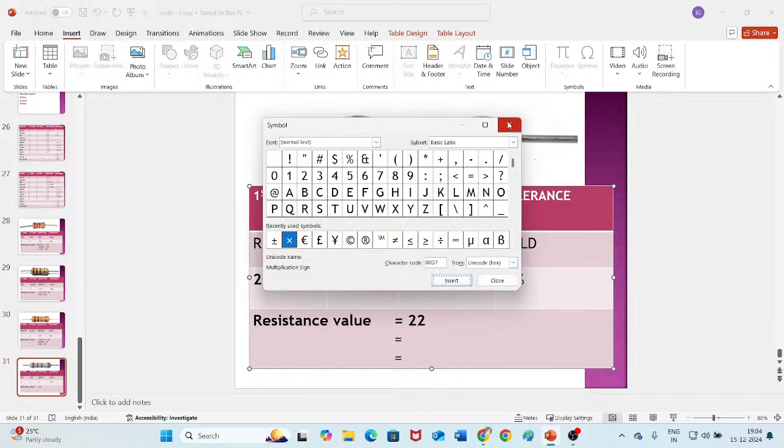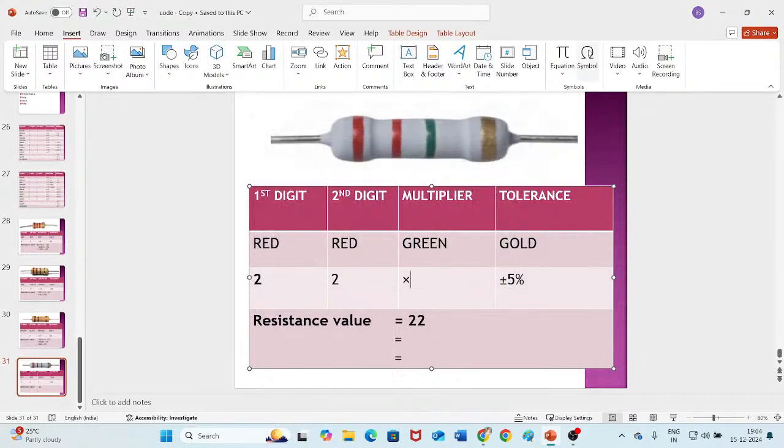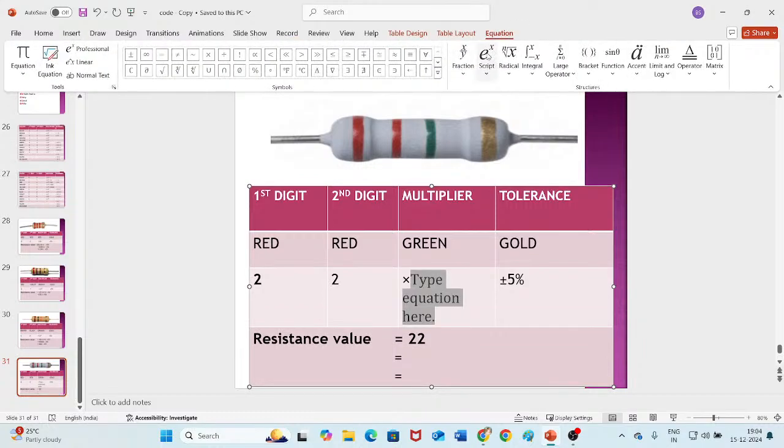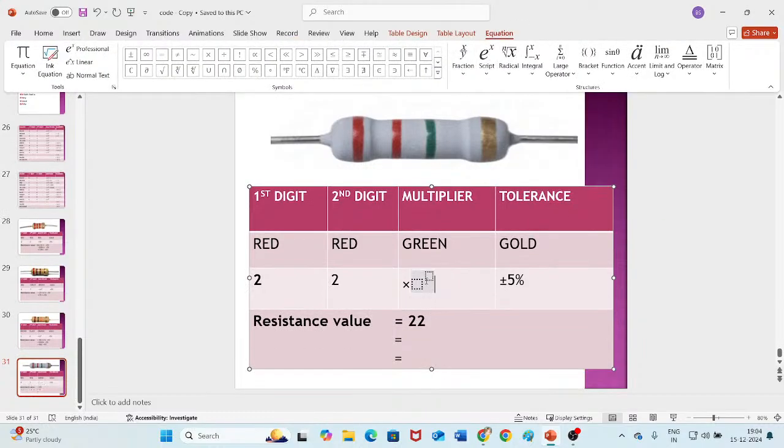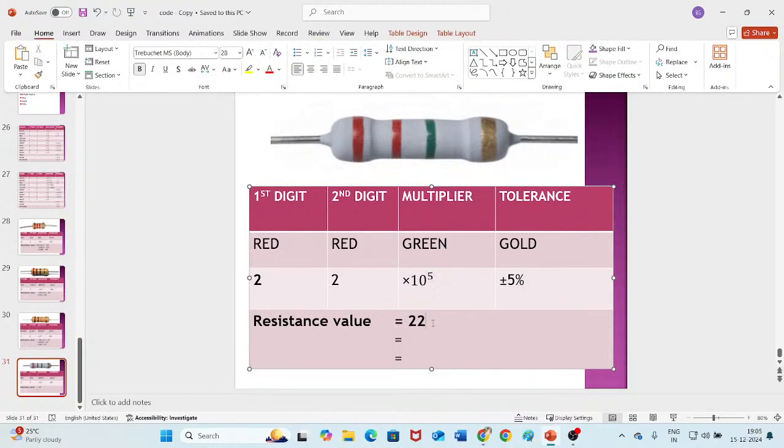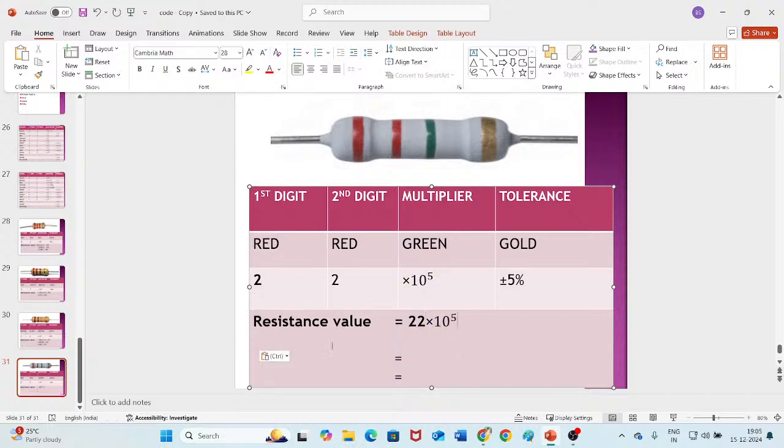Insert into the equation. It's 10 to the power of 5. Okay, now copy it as it is. Into 10 power 5, not 5. Okay, simply I just went with the flow. So that's it.